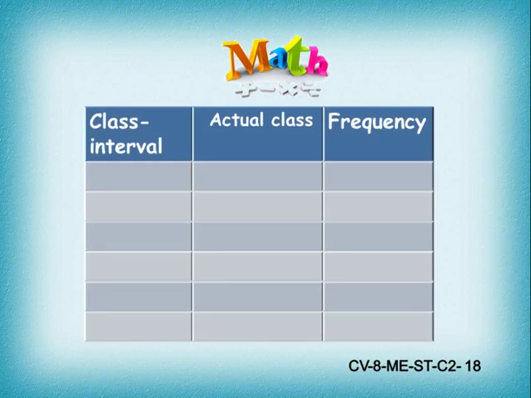Okay. The given class interval is 0 to 10. Subtract 0.5 from 0. It is minus 0.5. Add 0.5 to the upper limit 10. It is 10.5. Write the respective frequency, and that is 4.